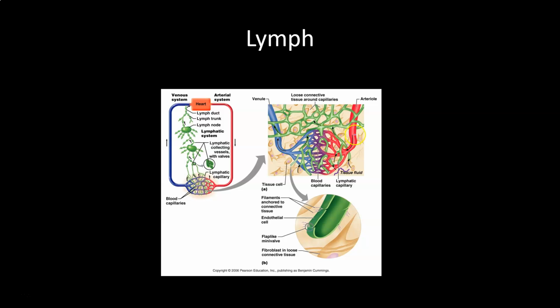So when the fluid's inside a blood vessel, it's called plasma. When the fluid's between cells, it's called interstitial fluid. And when the fluid is inside a lymph vessel, it's called lymph.